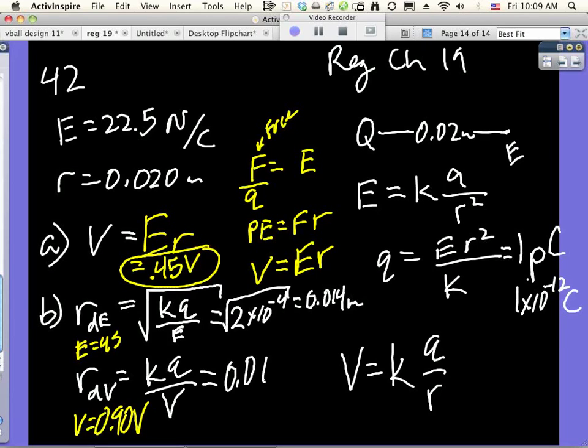Do you see why? Is there a squared term on the bottom? No. So if you want to double the V, what do you do to r? Cut it in half, because if you put a half on the bottom, that becomes a 2 over here. But over here, if you want to double this, you're squaring r, so you have to multiply the bottom by the square root of 2.